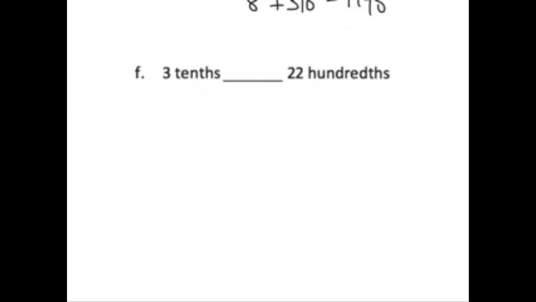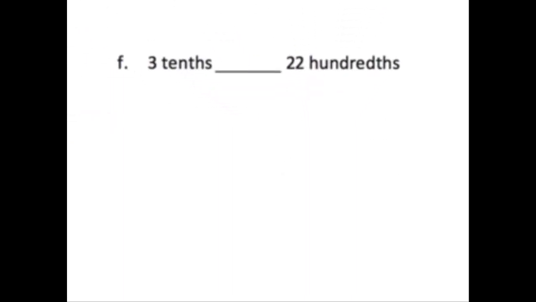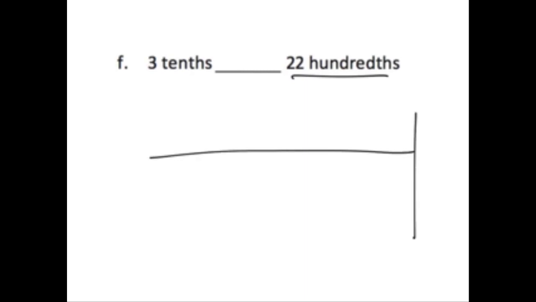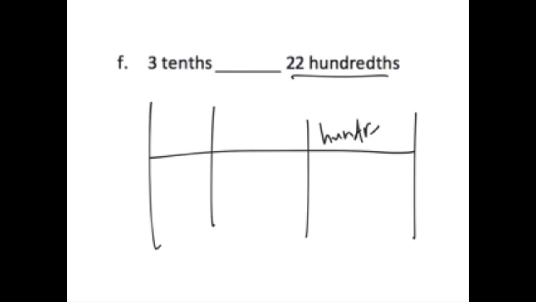Oh, last one. We could do this. 3/10 and 22/100. Well, 3/10. Well, let's take a look at 22/100 first. So if we look at 22/100 and we're thinking about a place value chart, so you've got your hundredths, you've got your tenths, you've got your decimal, and you've got your ones.